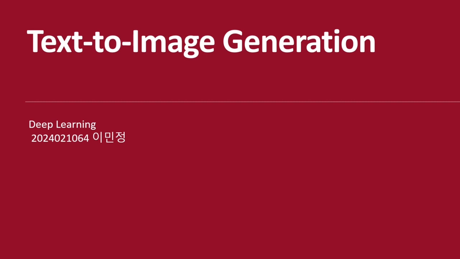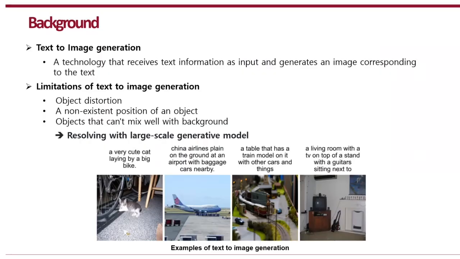Actually, I'm not processing my personal research now, so I will present the related research and my research plan. I'm interested in the text-to-image generation task, so I will explain it with the paper I read recently. Text-to-image generation is a technology that receives text information as input and generates an image corresponding to the text.